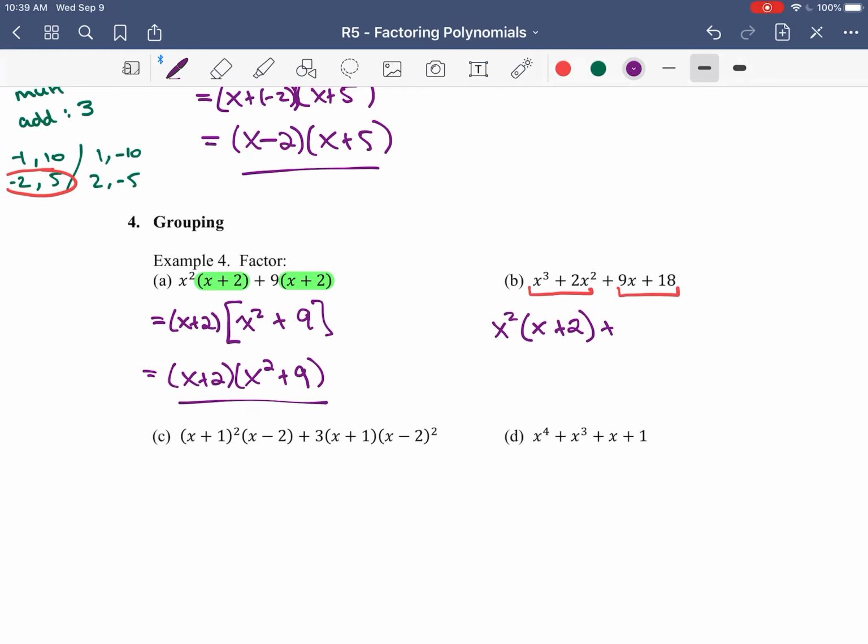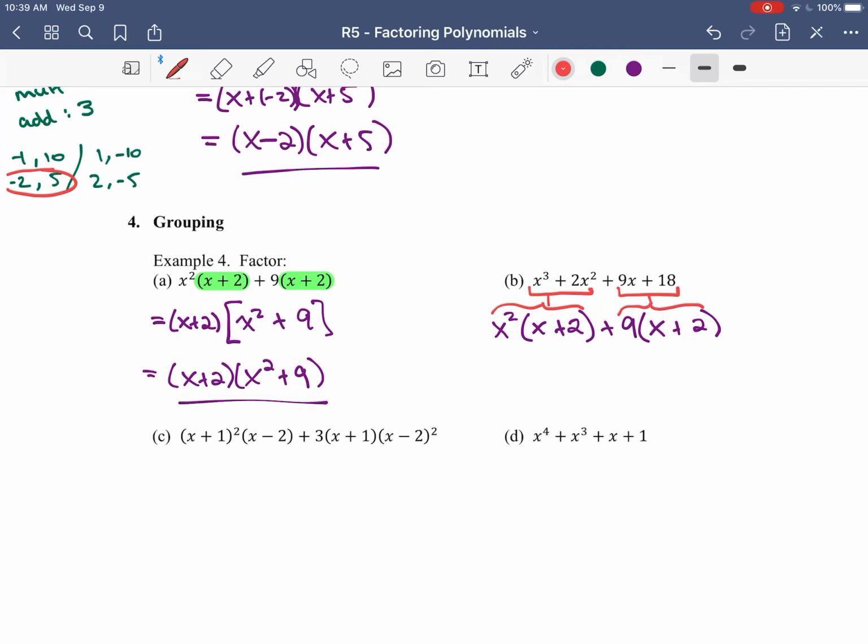And now I look at the next pair. What do 9x and 18 have in common? Well, they have a 9 in common. So if I pull out the 9, the first term has an x left over, and the second term has a 2 left over. So this went to that, and this went to that.